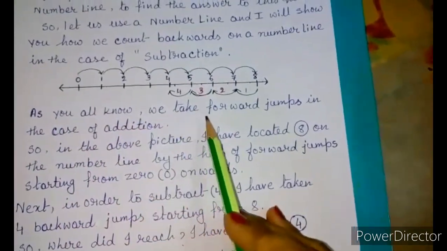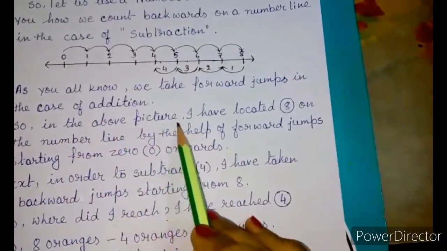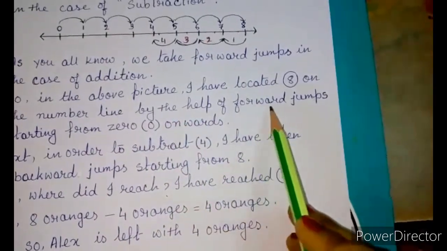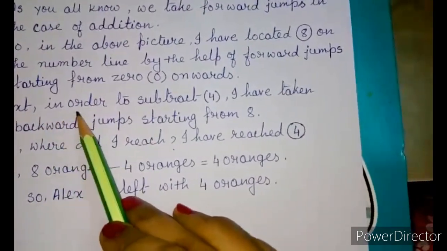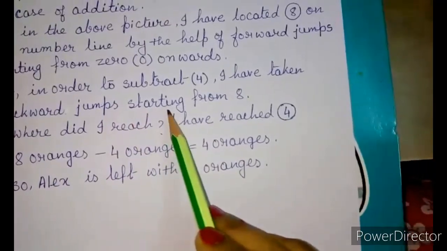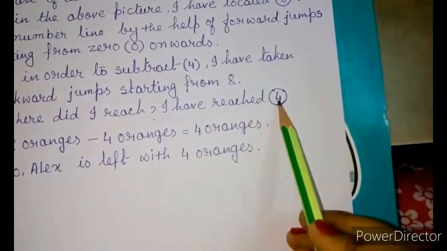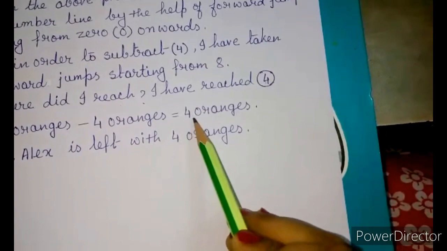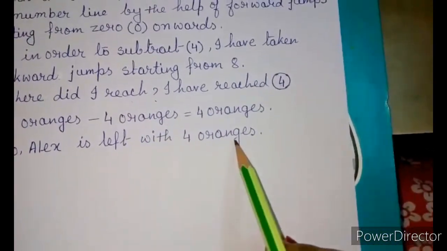As you all know, we take forward jumps in the case of addition. So, in the above picture, I have located 8 on the number line by the help of forward jumps starting from 0 onwards. Next, in order to subtract 4, I have taken 4 backward jumps starting from 8. So, where did I reach? I have reached 4. So, 8 oranges minus 4 oranges equals 4 oranges. So, Alex is left with 4 oranges.